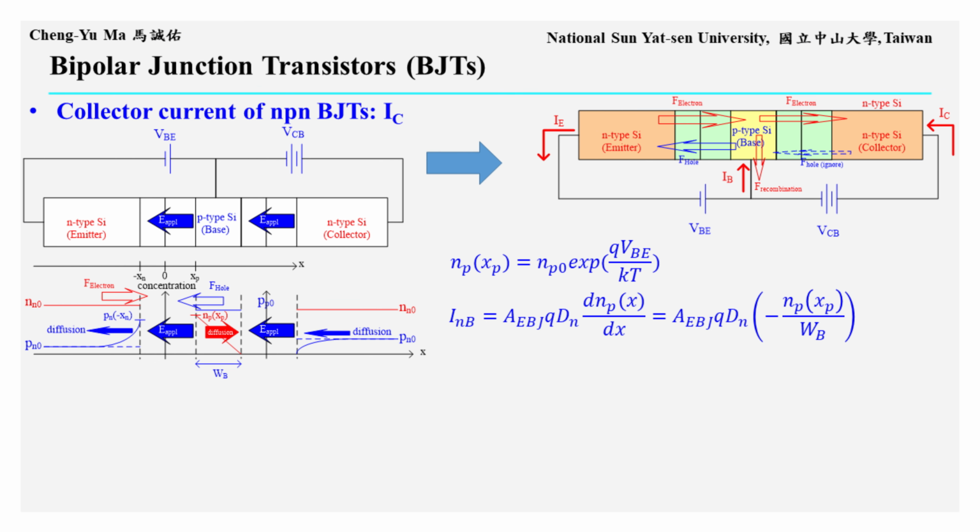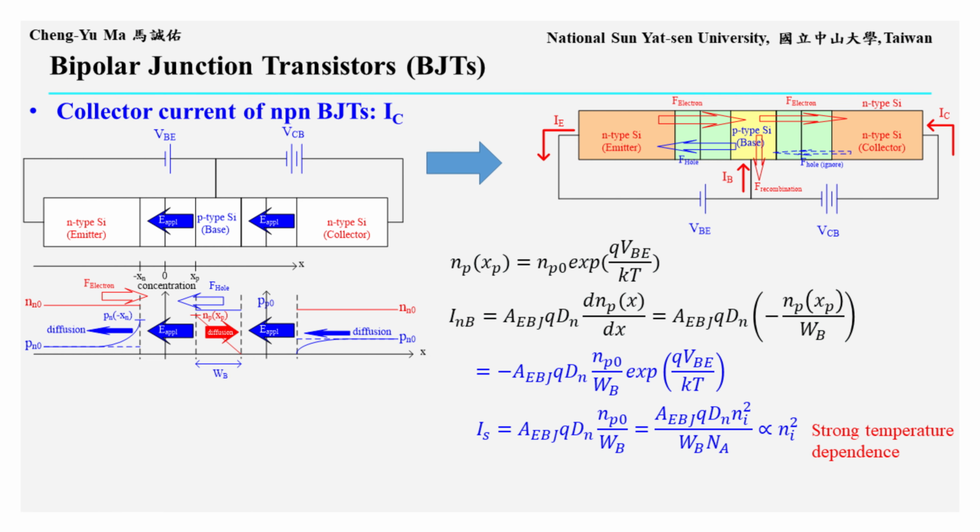The electron diffusion current flowing toward the collector is then AEBJ times Q times dN times this concentration gradient. The negative sign indicates that the current direction is to the left. Wb is the neutral base width, which is the total base width after subtracting the depletion region widths of the two PN junctions. After substituting Np at xp into the equation, the electron current becomes negative AEBJ times Q times dN times Np0 divided by Wb multiplied by the exponential of Q times VBE over KT.